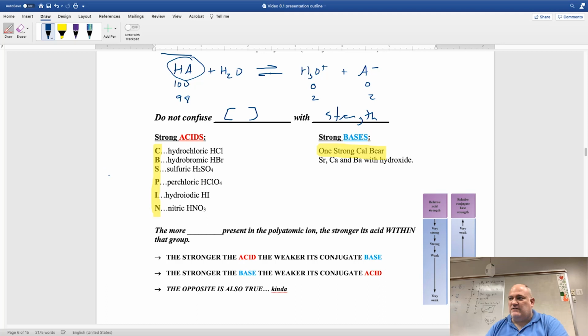Everything else is weak. And as a side note here, the more oxygens we have in a polyatomic ion, so here you have HClO4 and H2SO4, if you compared H2SO4 to H2SO3, H2SO4 is going to be significantly stronger than H2SO3, which is going to be significantly stronger than H2SO2, etc. Just to be aware of this.